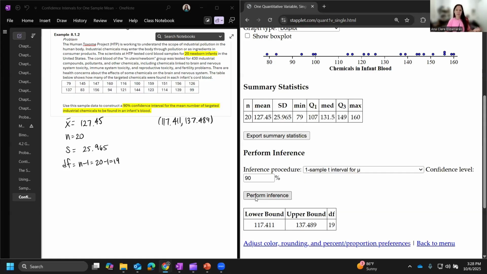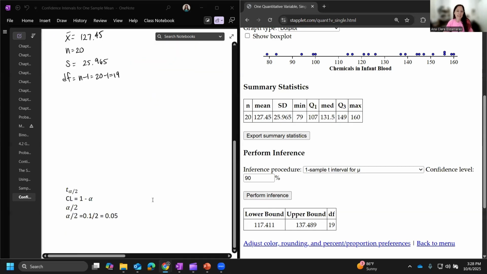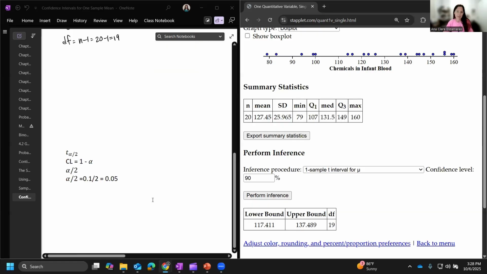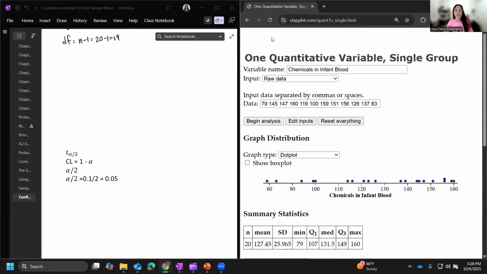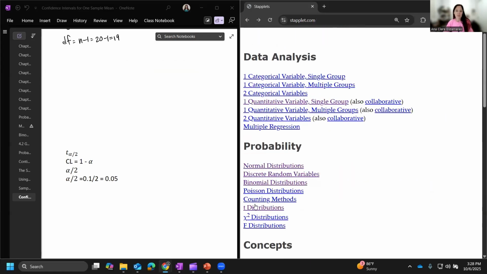Let's prove it by doing it by hand. But in order to do it by hand, I need some information. I need to know what is the t-value associated with alpha over 2, and how do I get there? So to find the t-value, I need to go back to t-distributions.